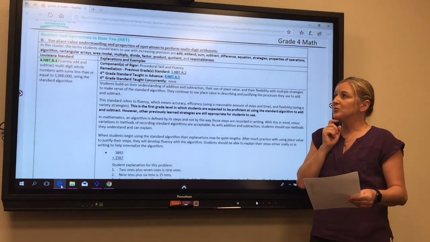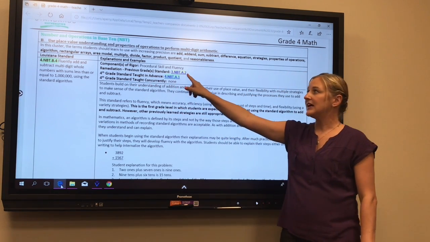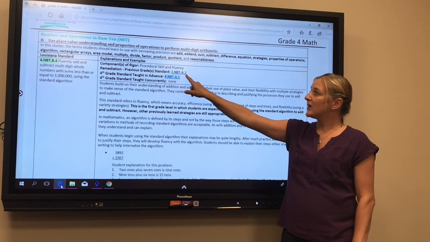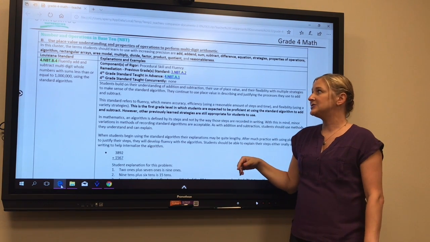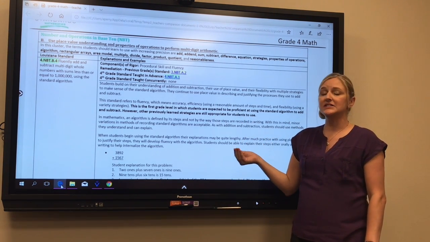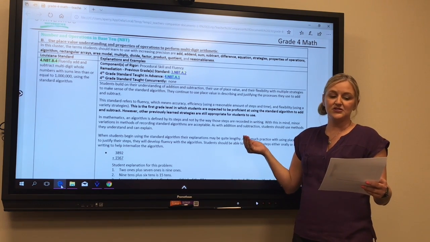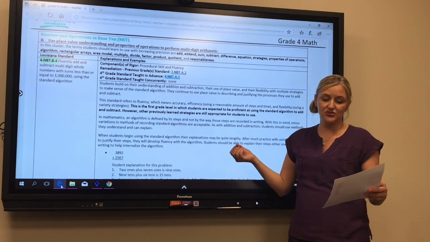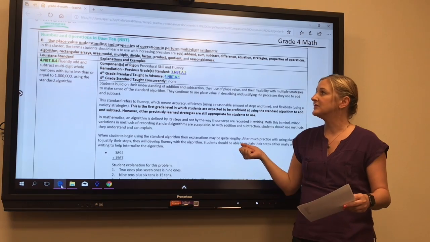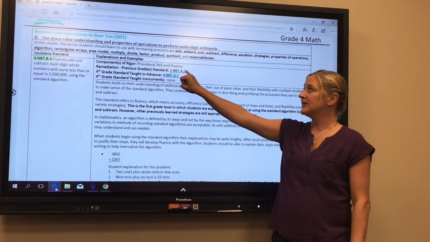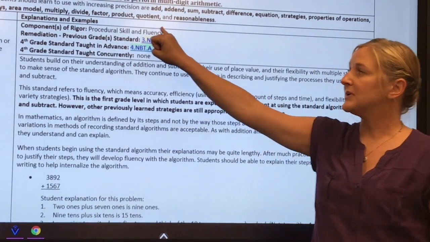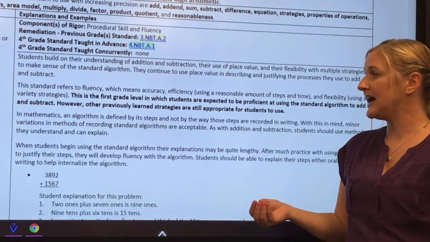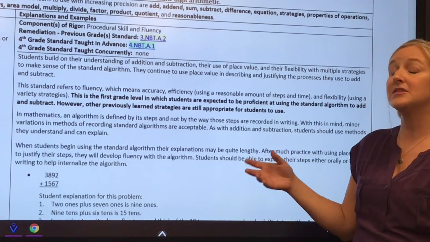We also want to make sure we note the prerequisite standards. Here it does align to 3.NBT.A.2. And if we were to click there, that would actually take us to the 3rd grade standard that talks about addition and subtraction within 1,000. So this is really telling us that our students should come with a foundational understanding of addition and subtraction. And we can see that component of rigor is procedural skill and fluency, because we want our students to have some automaticity with this standard algorithm and truly begin to show that process of understanding the place value system.